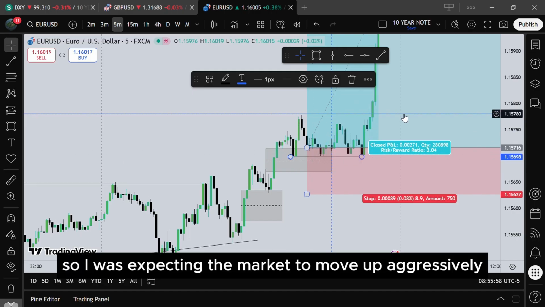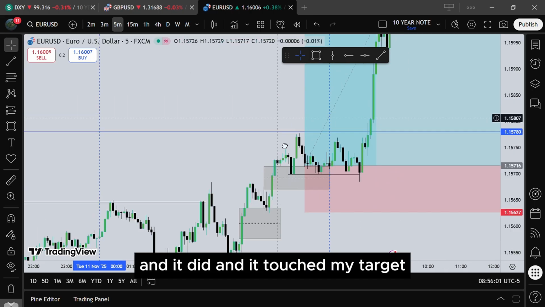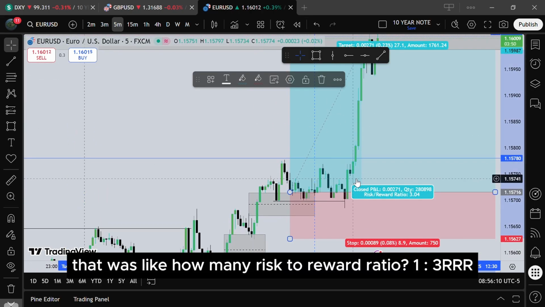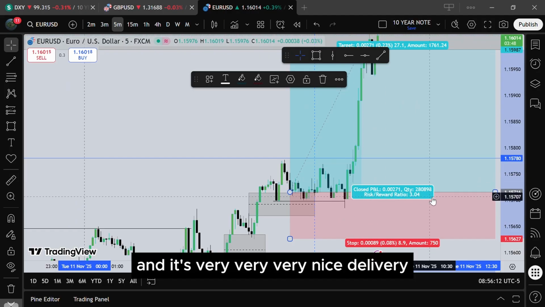I was expecting the market to move up aggressively, and it did, and it touched my target. That was like how many risk to reward? 1:3, and it's a very nice delivery.